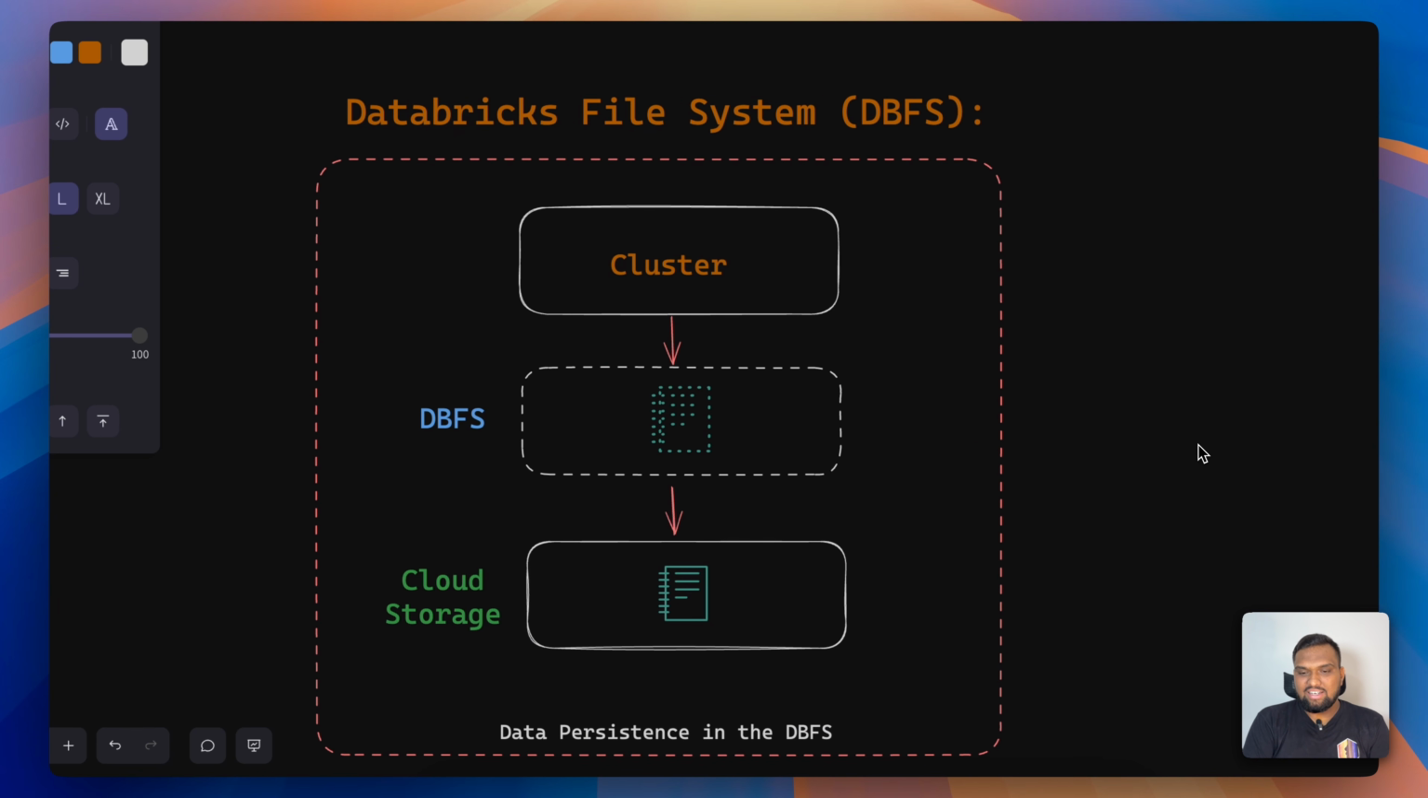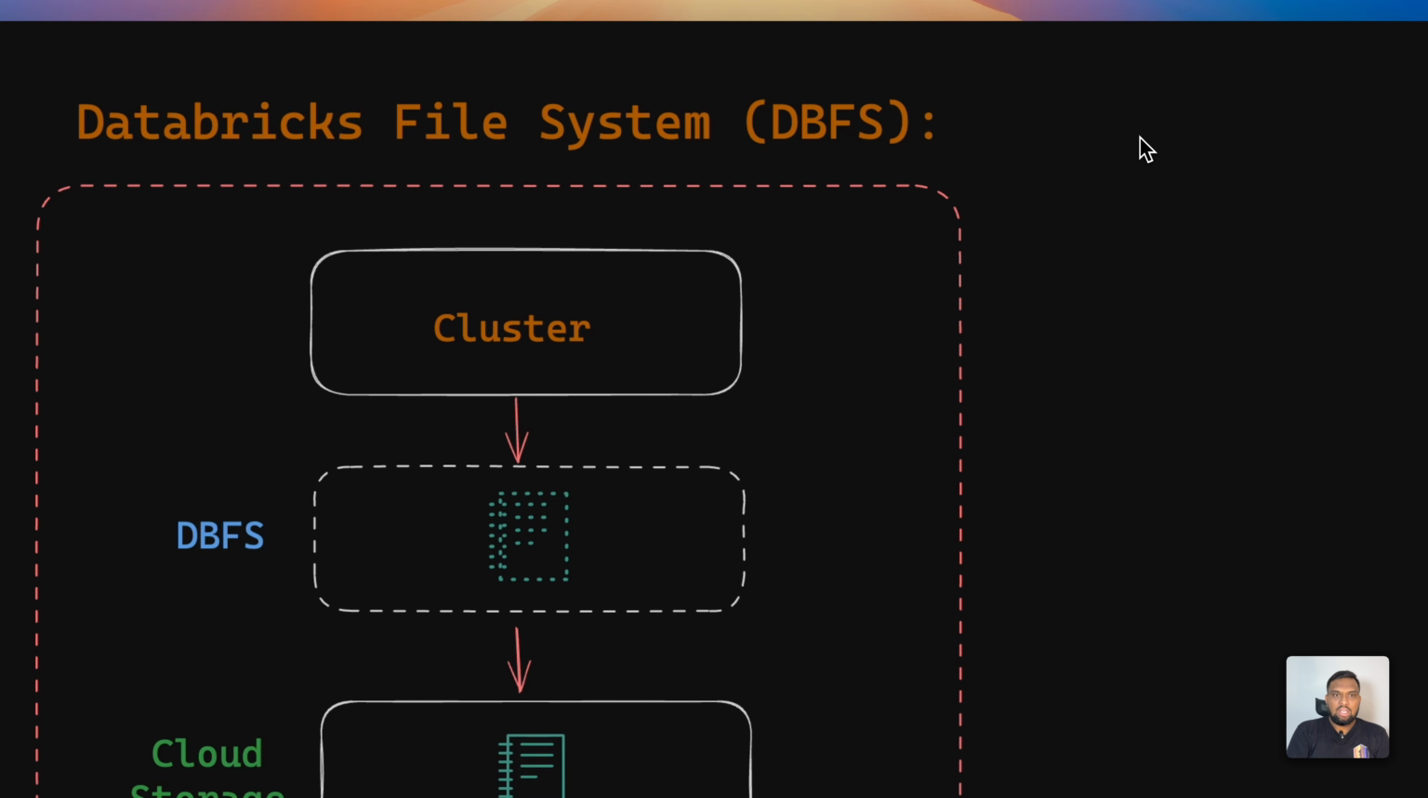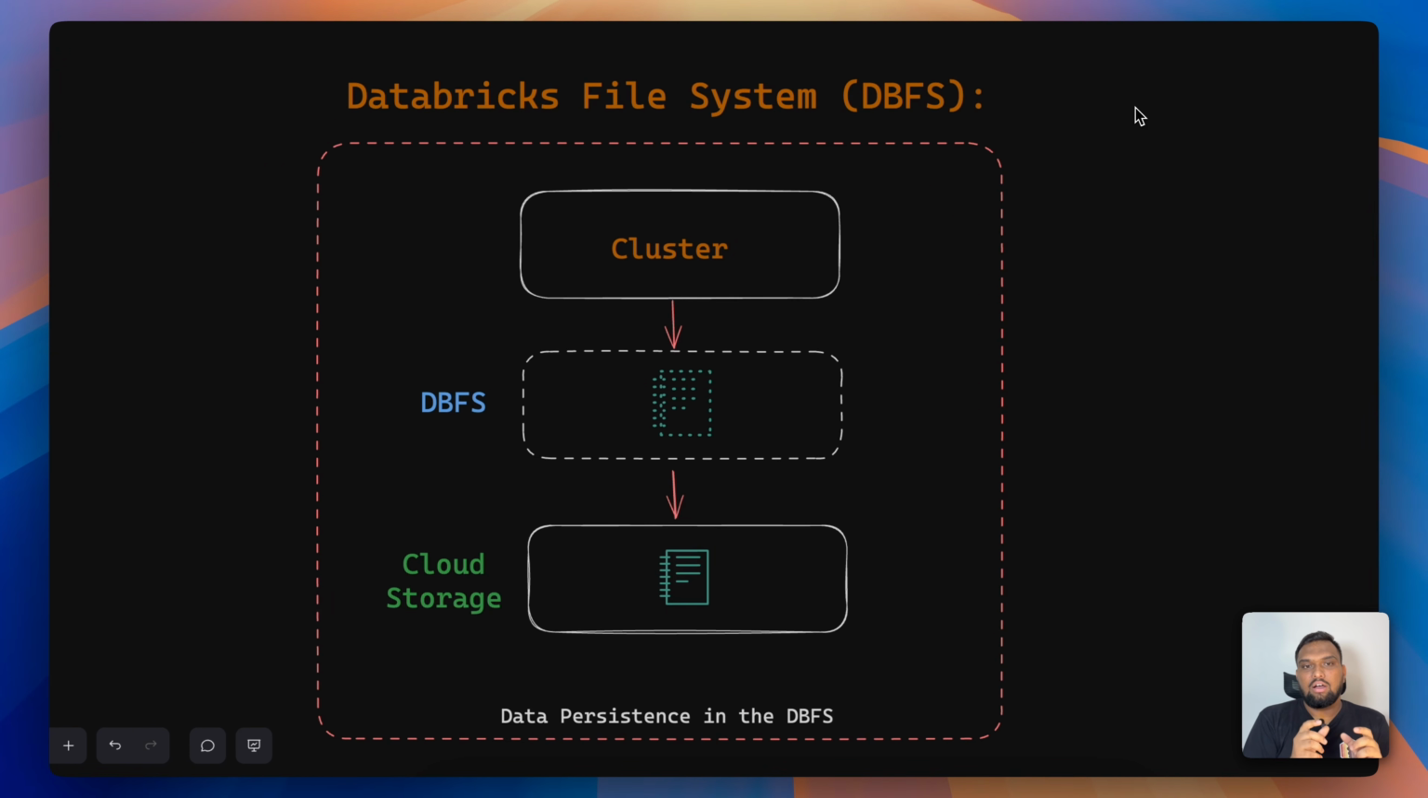Let's talk and understand more about the Databricks File System, right? A key feature that enhances Spark's distributed processing capability on Databricks is the Databricks File System, which is shortly called DBFS. The DBFS acts as an abstraction layer that simplifies file management across the distributed environment.